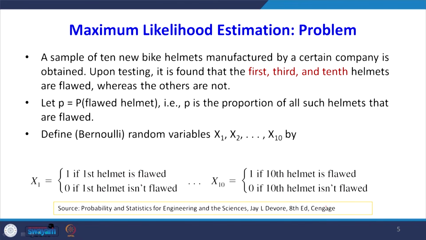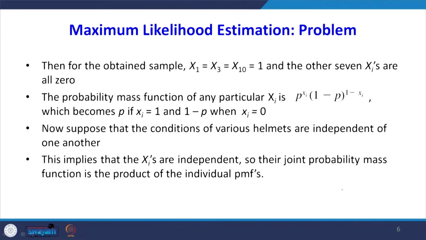Define Bernoulli random variables x1, x2 and so on up to x10, where x1 equals 1 if the helmet is flawed, that is, if there is a defect, and x1 equals 0 if the helmet is not defective. Like that, x10 equals 1 if the 10th helmet is flawed, and 0 if the 10th helmet is not flawed, not defective.